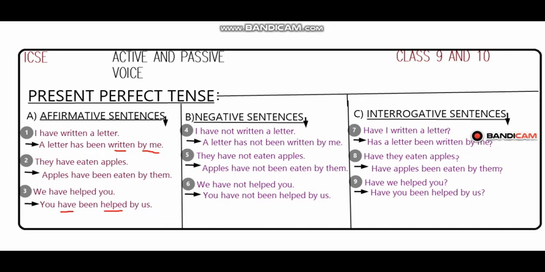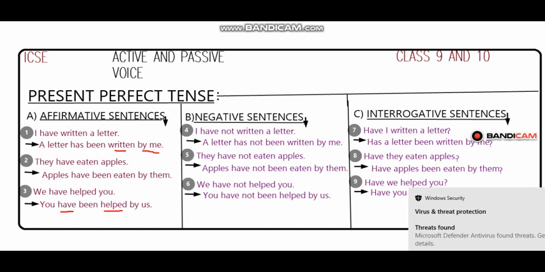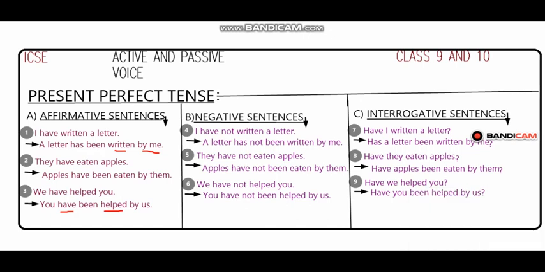Okay, between this. Now negative sentences. So we know where we use not: we use not after our helping verb. So, I have not written a letter. Our letter has not been written by me. Next sentence: they have not eaten apples. Apples have not been eaten by them. Next, we have not helped you. You have not been helped by us.